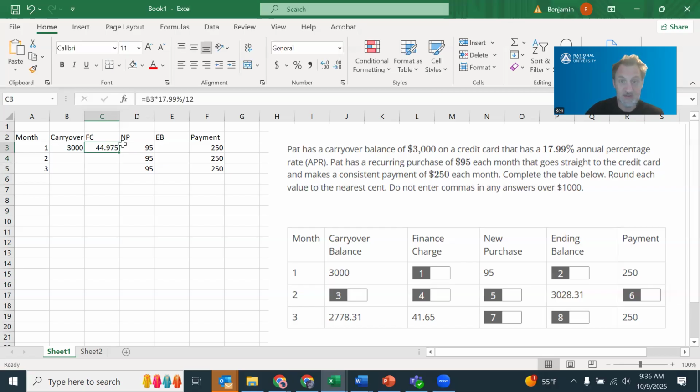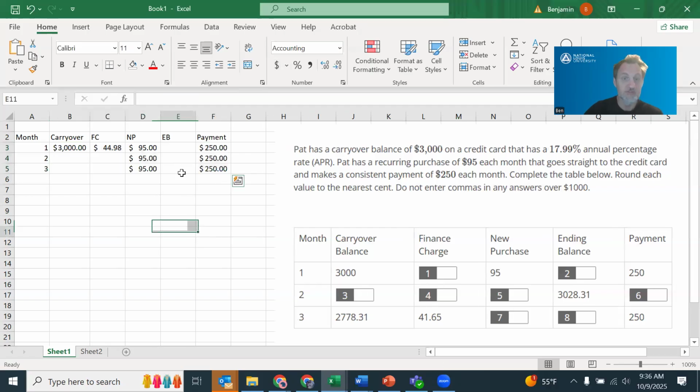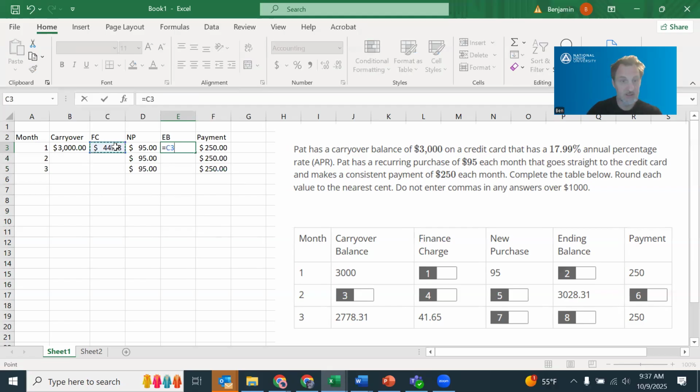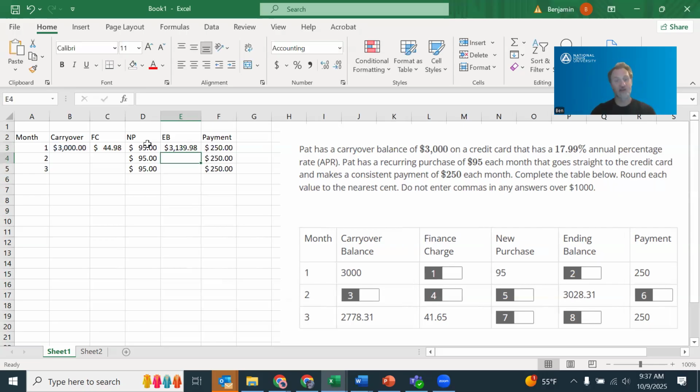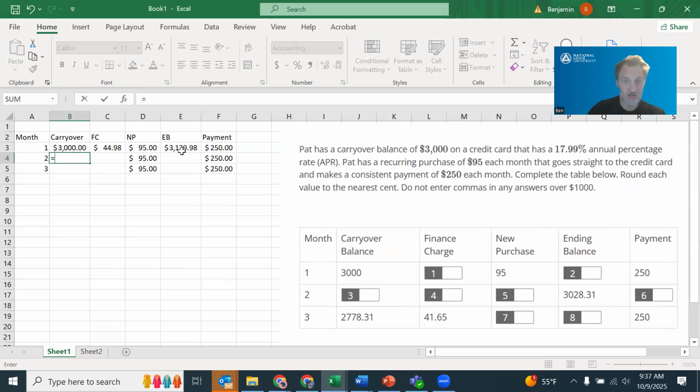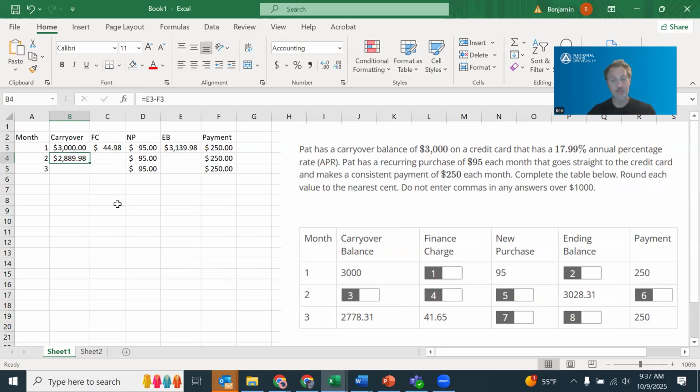44.975. Now, this needs to be rounded to money. And so typically I can just take this whole section and make it money. Now, the ending balance then becomes this plus this plus this plus this. Of course, the order doesn't really matter in addition, but I'm just kind of adding them in order. All right. And then the payment comes over and we do this minus the payment. And now we're sitting at this new balance here, this carryover balance.